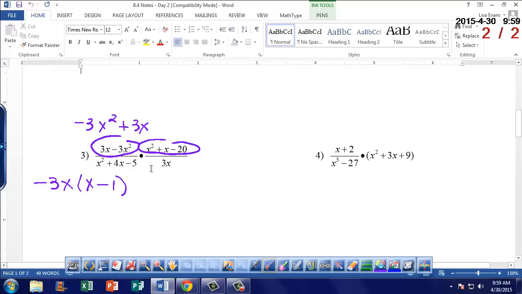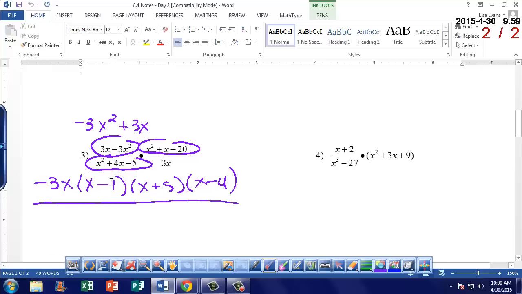Now I'm going to go ahead and factor this. This is a trinomial with a lead coefficient of 1. So what multiplies to give me negative 20 and adds to give me positive 1 would be positive 5 and negative 4. So this whole thing is all in my numerator. Now I'm going to go ahead and do the denominator. So what multiplies to give me a negative 5 and adds to give me a positive 4, that would be x plus 5, x minus 1, and then we have a 3x on the bottom.